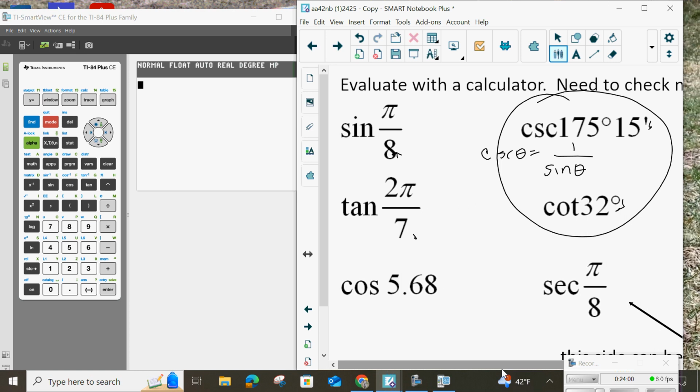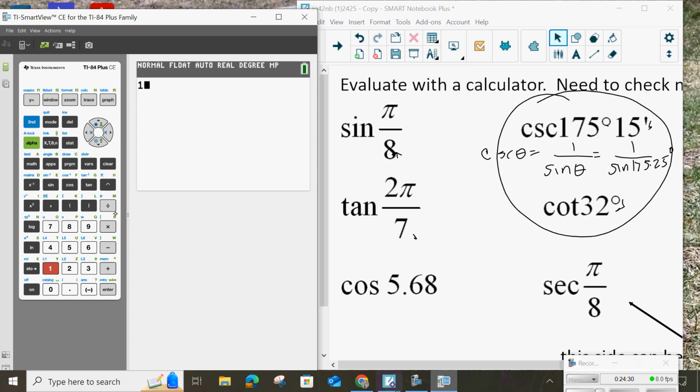So I could go use my degrees and my minutes. I'm so lazy though. I don't like going second, angle menu. How many decimals is 15 minutes? 15 out of 60? A quarter, 0.25, right? So I'm lazy. I'm going to go 1 divided by sine of 175.25, right? I know I'm in degree mode, so I don't need a degree symbol. Hit enter, and there's your answer.